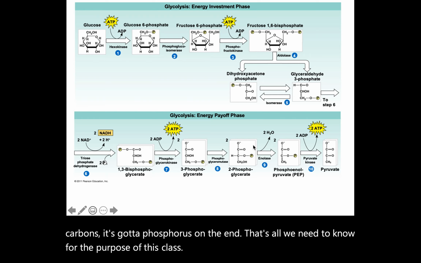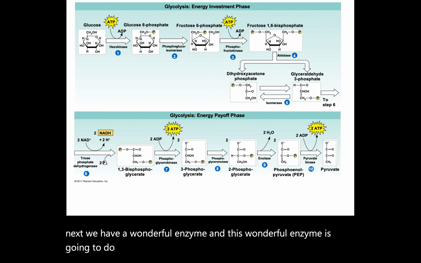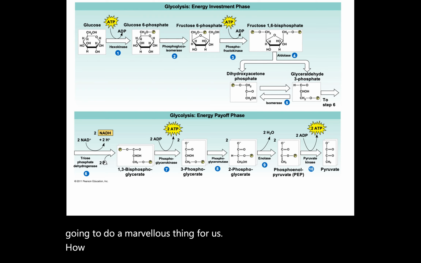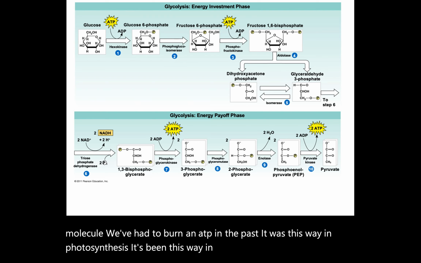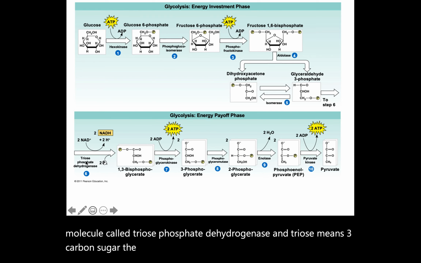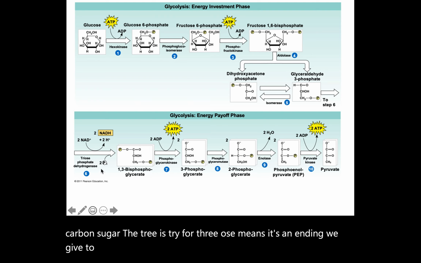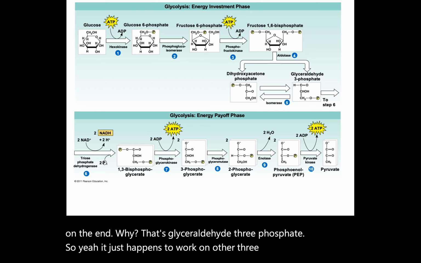Next, we have a wonderful enzyme. And this wonderful enzyme is going to do a marvelous thing for us. You know how every time we've wanted to attach a phosphate to a molecule, we've had to burn an ATP in the past? It was this way in photosynthesis. It's been this way in glycolysis so far. Well, this enzyme called triose phosphate dehydrogenase, and triose means 3-carbon sugar. The tri is for 3. Ose is an ending we give to sugar. And phosphate, so a 3-carbon sugar with a phosphate on the end, why, that's glyceraldehyde 3-phosphate. So it just happens to work on other 3-carbon phosphates as well.